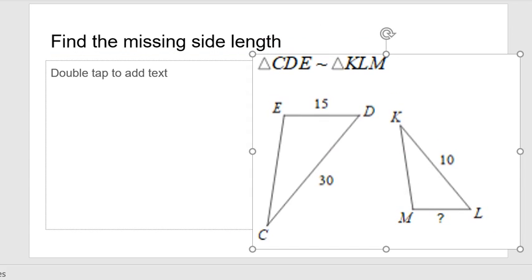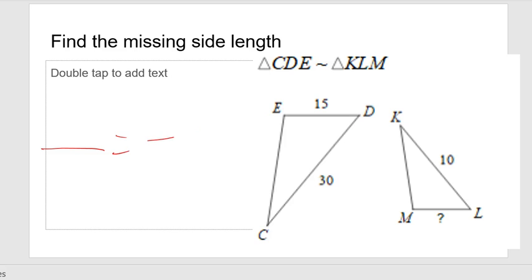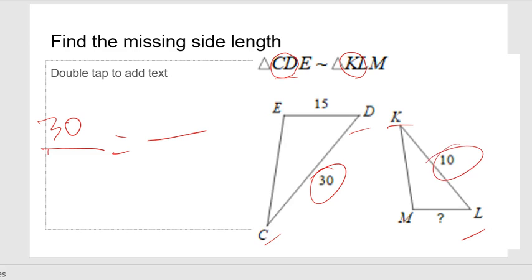So find the side length. Once again, we pick whatever we want. I'm going to pick, let's say, 30. 30 goes right here. 30 is between C and D. C and D are the first two letters. The first two letters here are K and L. That means we're going to use a 10. 30 goes on top, which means we use that one. So from the left triangle, I have not used the 15, so the 15 must go right here.